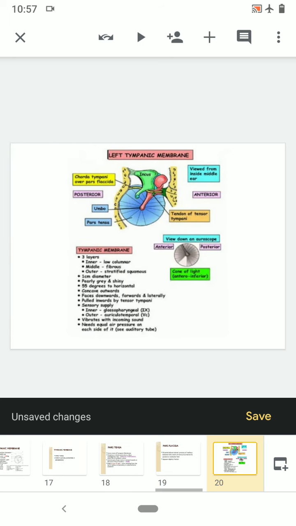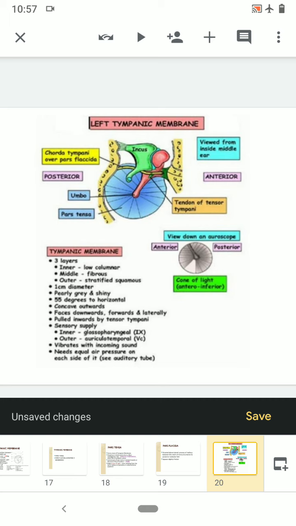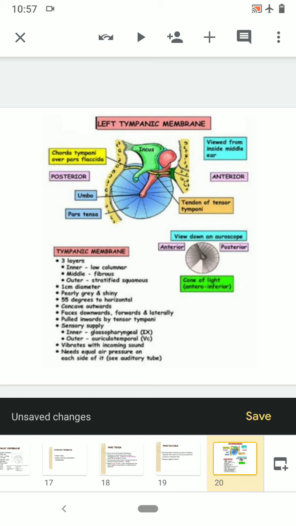It appears pinkish. Now over here you can see that the umbo is where the handle of the malleus is attached to the inner surface of the tympanic membrane, pulling the tympanic membrane inwards, and then you have the pars flaccida, which is above. You can see one nerve over here which crosses the tympanic membrane from anterior to posterior. That is the chorda tympani, which is over the pars flaccida, and the pars tensa is the lower part, and then you can see the anterior and the posterior.